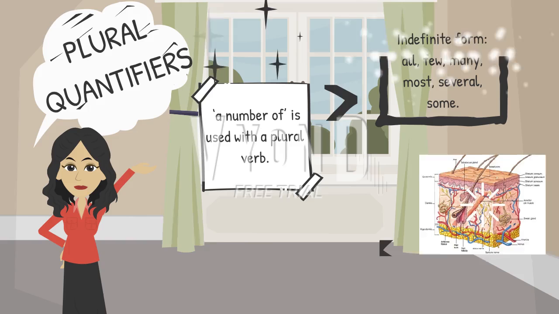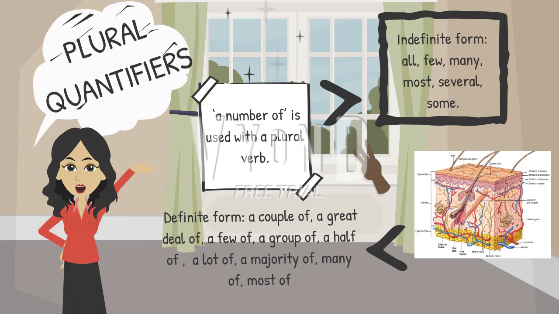Plural quantifiers. Firstly, the quantifier a number of is used with a plural verb. For example, a number of medical emergencies were treated at the end of December. Secondly, the following quantifiers require a plural verb. In the case of indefinite forms, we can use all, few, many, most, several, and some. On the other hand, with definite forms, we can use a couple of, a great deal of, a few of, a group of, a half of, a lot of, most of, a number of, plenty of.